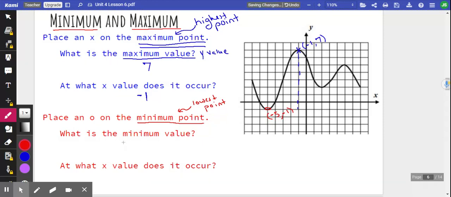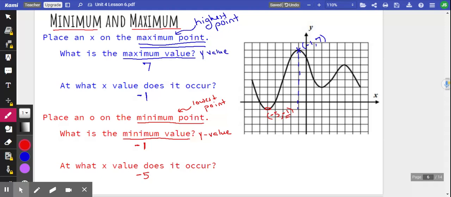So what is the minimum value? Just like we did with maximum, it's really asking us for the y. Well, it's 1 below the x-axis, so it's going to be -1. At what x value does it occur? Now we're talking about the x. Well, I already labeled the point, so that makes it pretty easy. Our lowest point, our minimum, happens when x is -5.